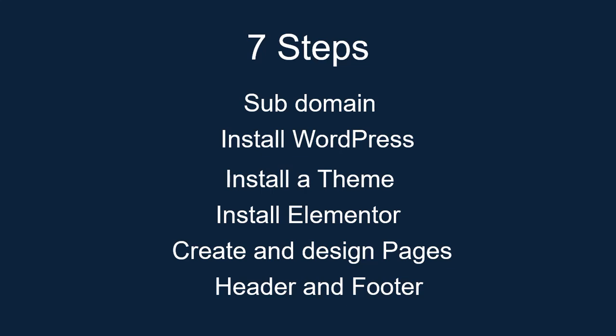So the first one is to create a subdomain from our cPanel. The next one is install WordPress. The third one is install theme. The fourth one is install Elementor. And then the fifth one, we're going to create our pages that we want to use for the website. That is the home page, the about page, the services page, and the contact page.